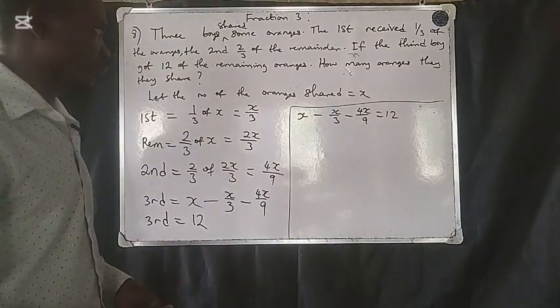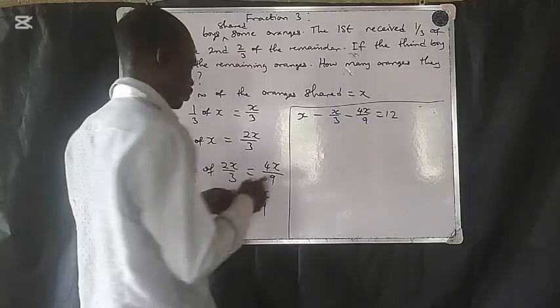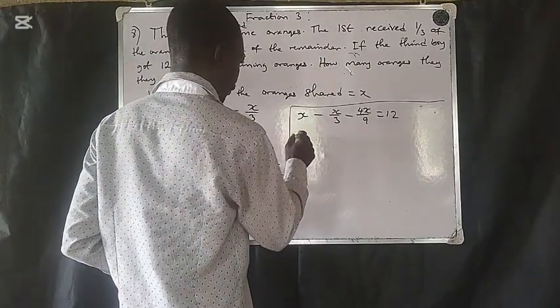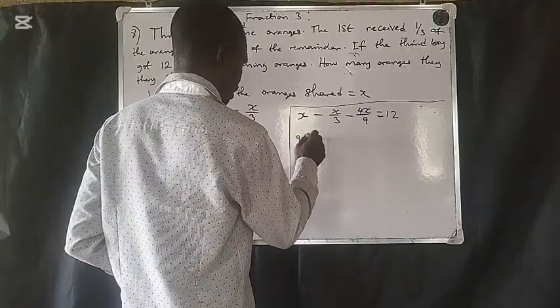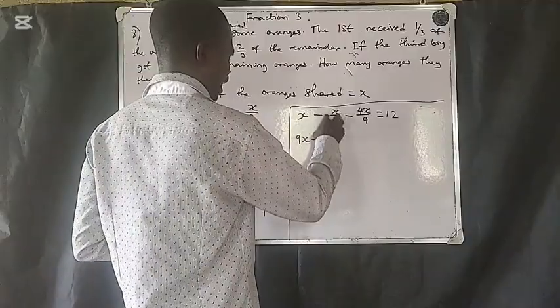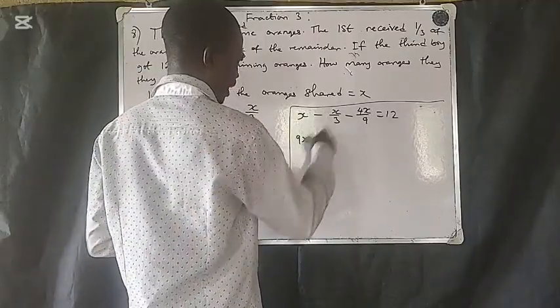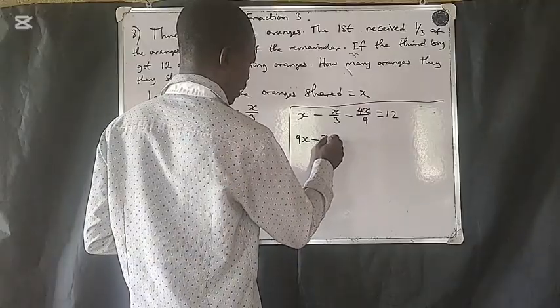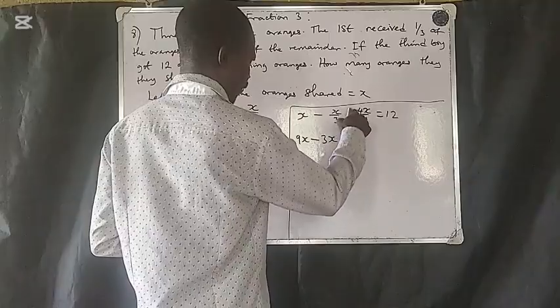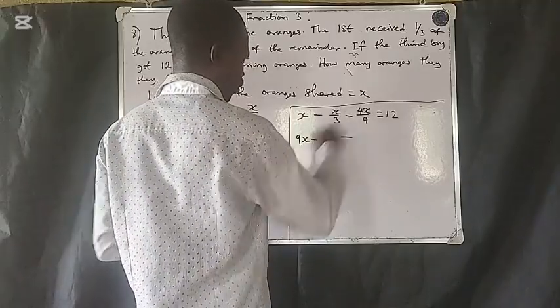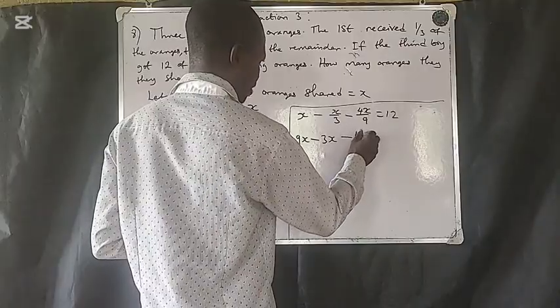Now we clear the fraction by multiplying through by the LCM. So here we are going to have 9 times x, which gives us 9x, minus 9 times this one. 3 goes into this 9, that will be 3. 3 times x will be 3x. Then the 9 we are multiplying this one with, 9 goes into that 9, will give us 1. 1 times 4x will be 4x.